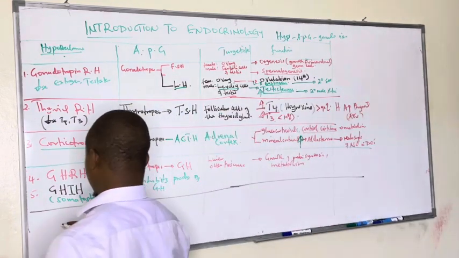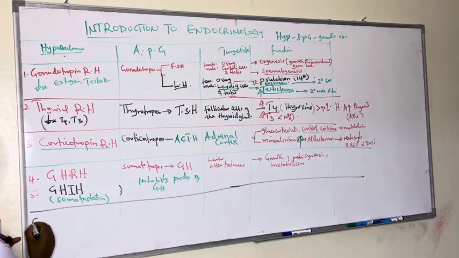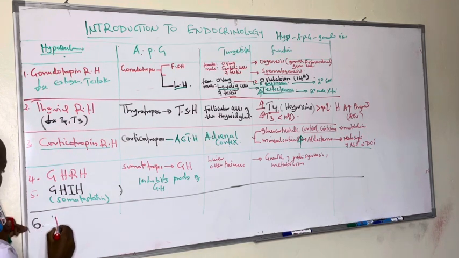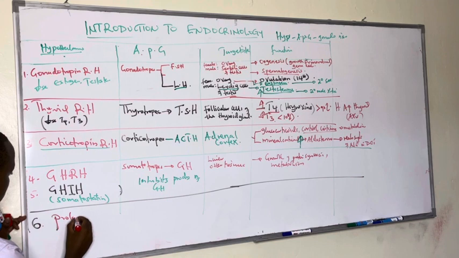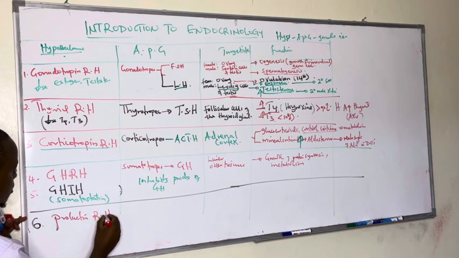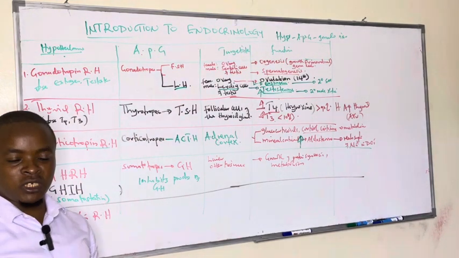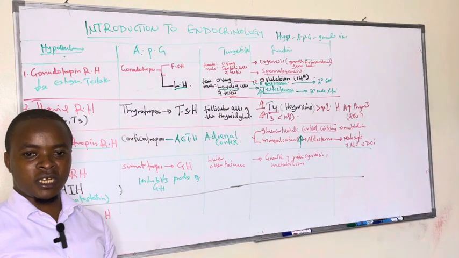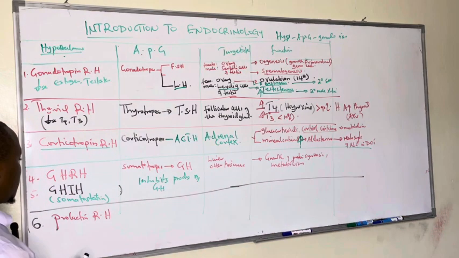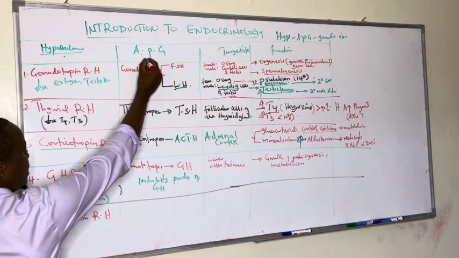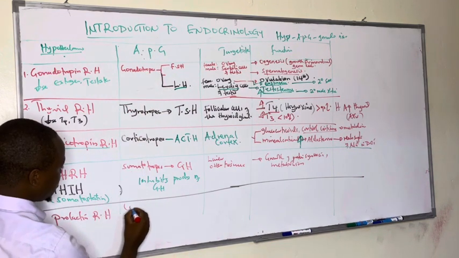Then number 6, another one we have is prolactin. We have prolactin releasing hormone. And this prolactin releasing hormone is majorly triggered during pregnancy. Whenever we need to manufacture breast milk, especially during pregnancy. So this prolactin hormone is released and goes to the anterior pituitary gland and stimulates the lactotropes.